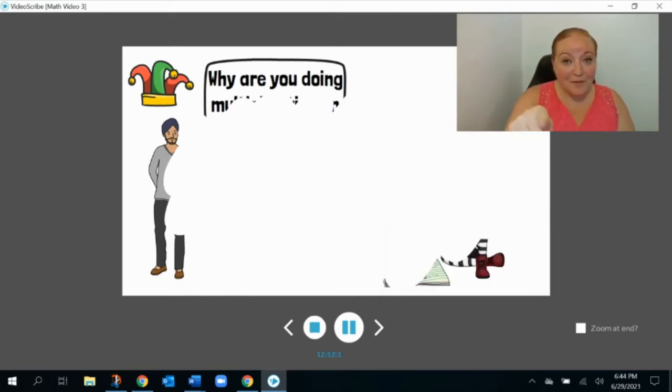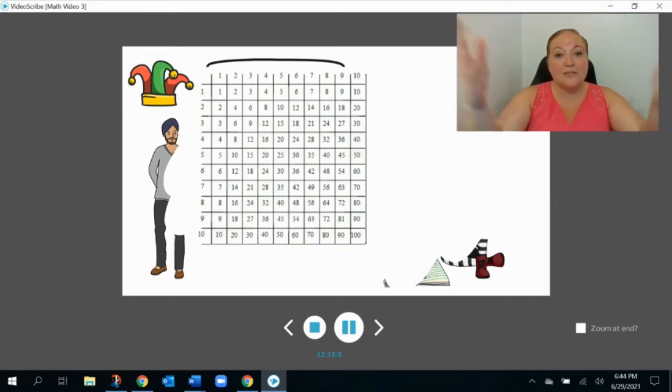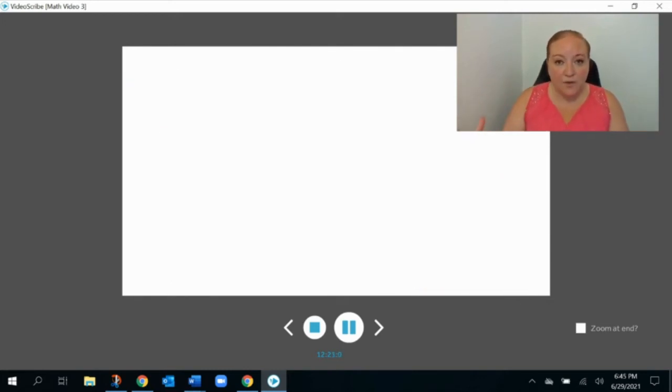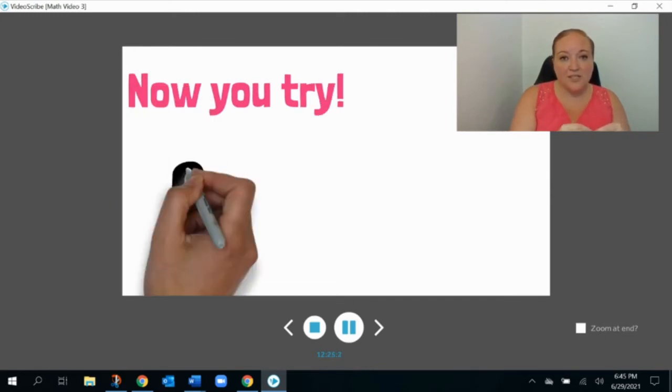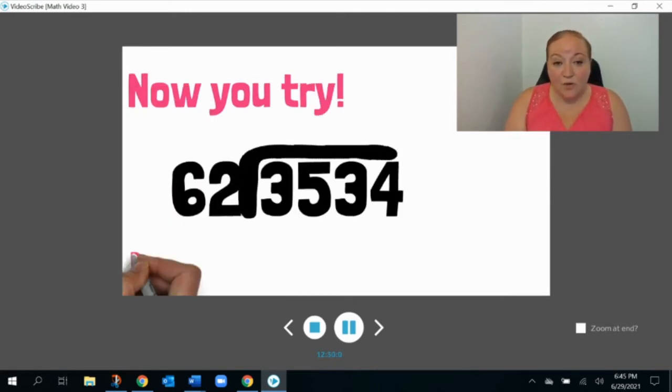And do you remember last time? Not only did I say don't use tables, I said use your tables. If you need multiplication tables, use it. Please use your tools because this is difficult work here. And if you're getting caught up in the multiplication, it's going to hold you back. Okay? All right, so here is your question.